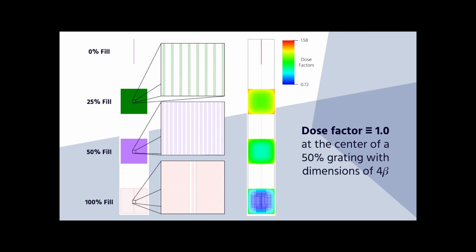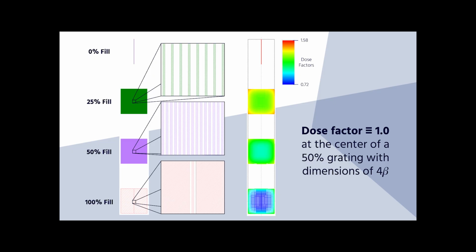What is key about this pattern is that the size of each grading square is 4 beta in width and length, and you will see why once we calculate the proximity effect correction. The familiar rainbow colors represent the different PEC dose factors, with red being a dose factor of 1.58 and blue being a dose factor of 0.72. What you see is that the patterns with a higher percentage of fill have a lower dose factor, and the patterns with a lower fill have a higher dose factor.